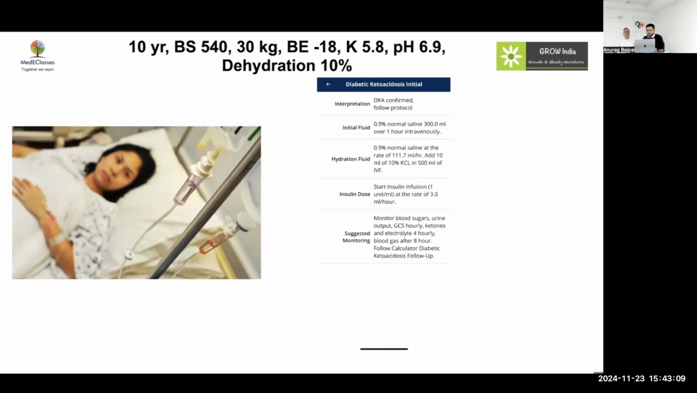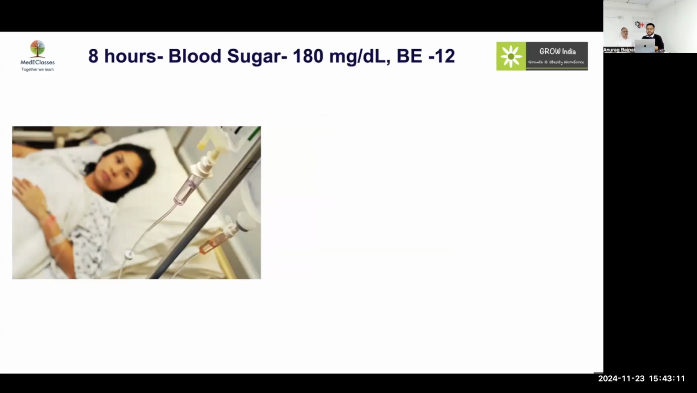Moving on, after 8 hours of monitoring, the blood sugar came down to 180 from 540 and the base excess was also improving. It is -18 to -12. So what do you think should be done here? So the child is better, his sugars are better, let's stop insulin? No. In this scenario, we have to remember that as long as the acidosis hasn't corrected, we should not stop the insulin infusion, and the blood glucose level will not be a cutoff for stopping the insulin infusion. This is a very common mistake, that people decrease the insulin or stop the insulin.